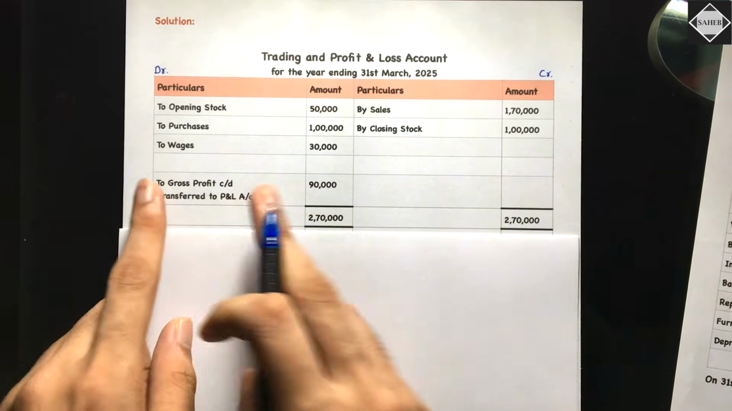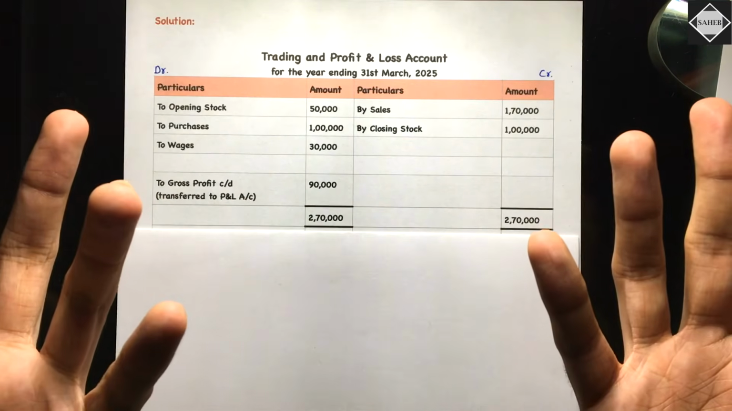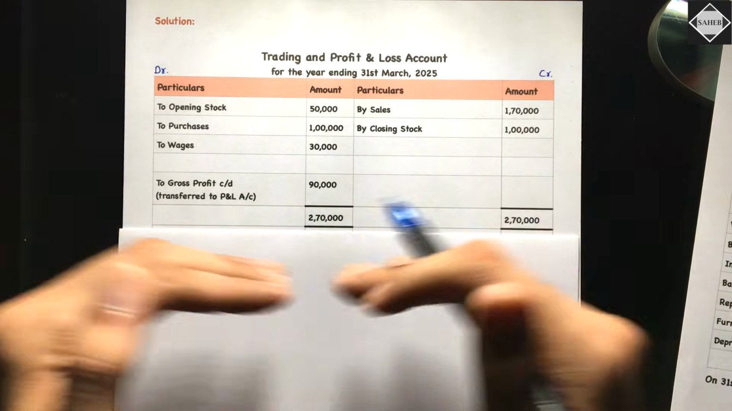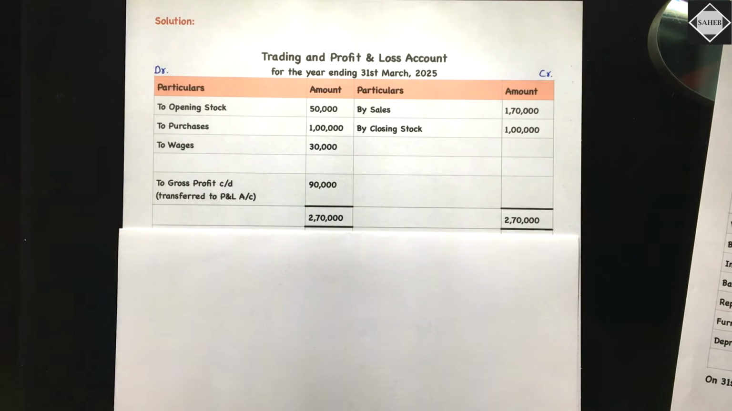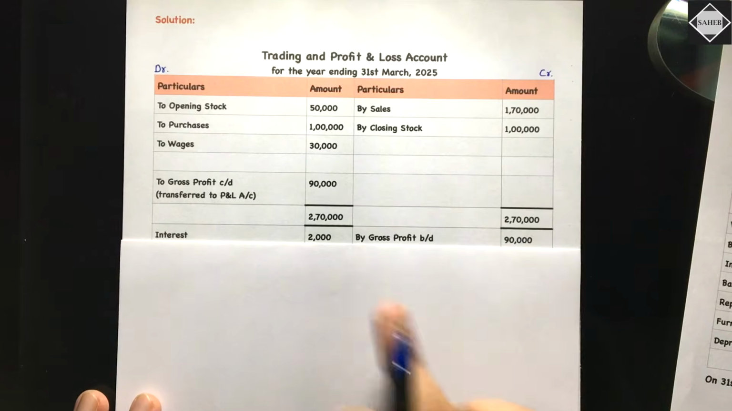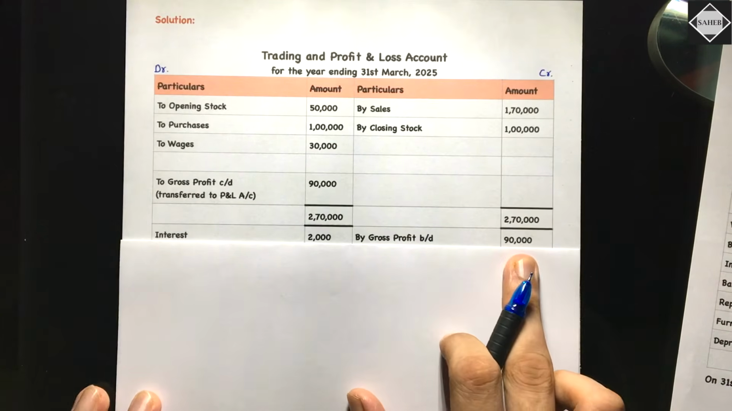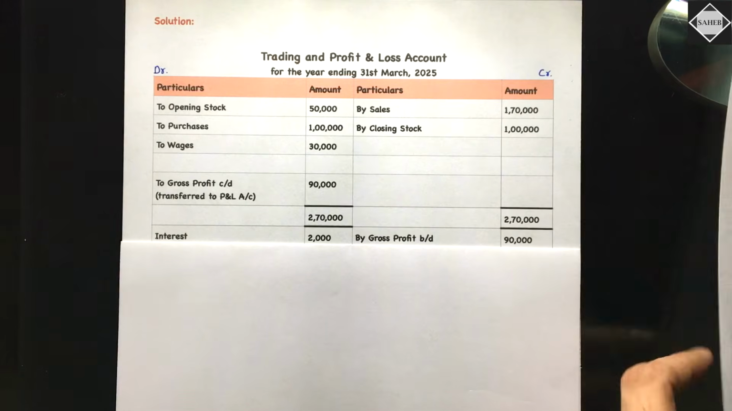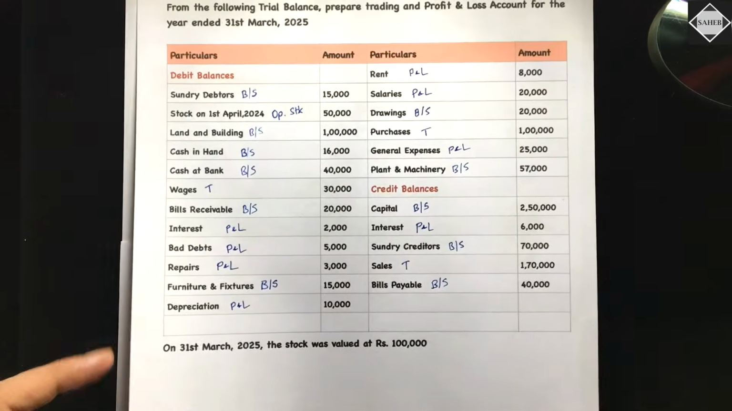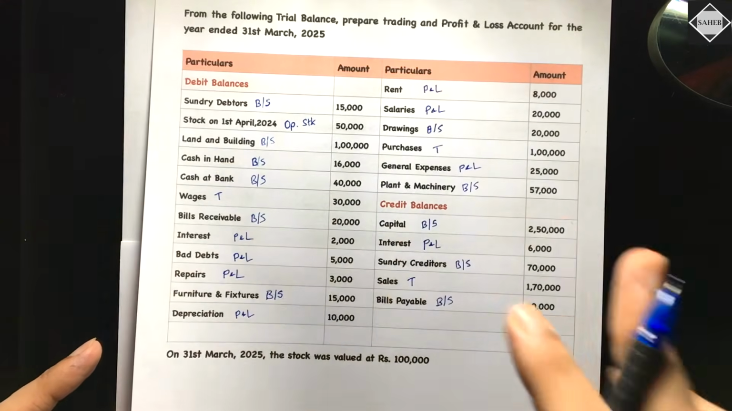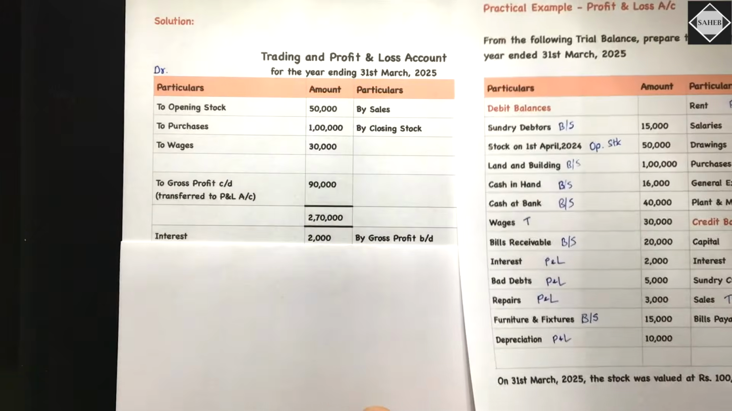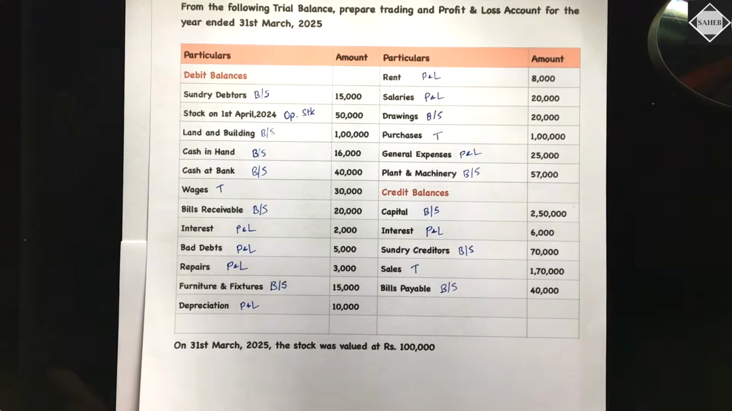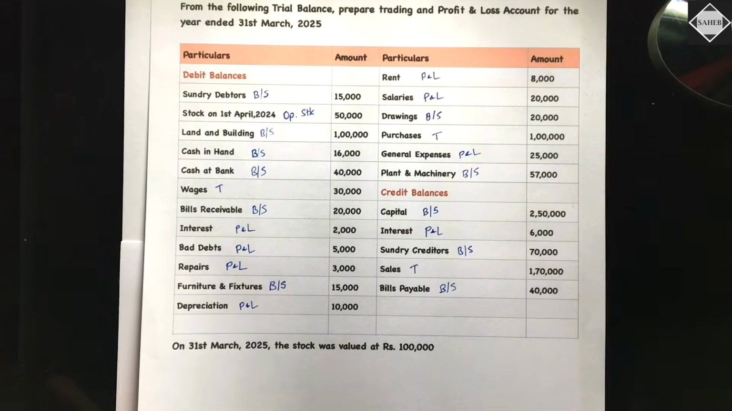This you have to transfer to the profit and loss account. Where is the profit and loss account? See, the trading account got finished. Here only you have to start the profit and loss account. So see, by gross profit brought down 90,000. This will be cross posted over here. And then you have to look for indirect expenses and indirect incomes and take them into the profit and loss. Let's just see how many indirect expenses we have.